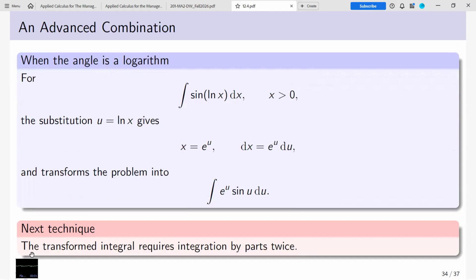Substituting u equals the natural logarithm of x converts dx into e to the u du. The result is a product of an exponential and a sine, so integration by parts becomes the appropriate method.